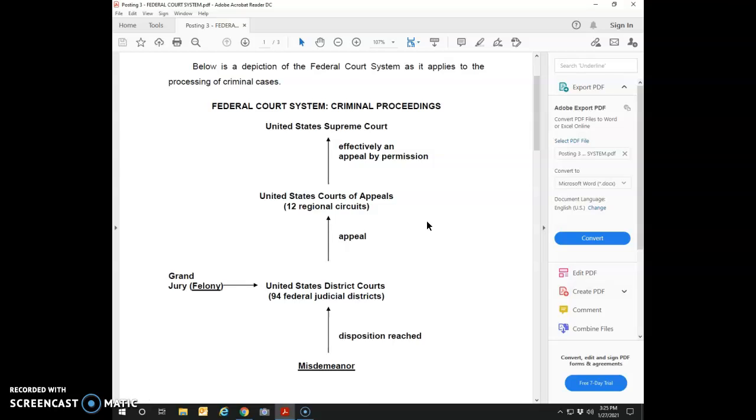In any event, if there's a federal criminal charge, it will be handled by one of the U.S. district courts. There's 94 federal judicial districts in the United States, and we happen to be in Western New York in the United States District Court for the Western District of New York. Federal criminal offenses could be thought of as falling into the category of a misdemeanor, or more serious ones are in the category of a felony.